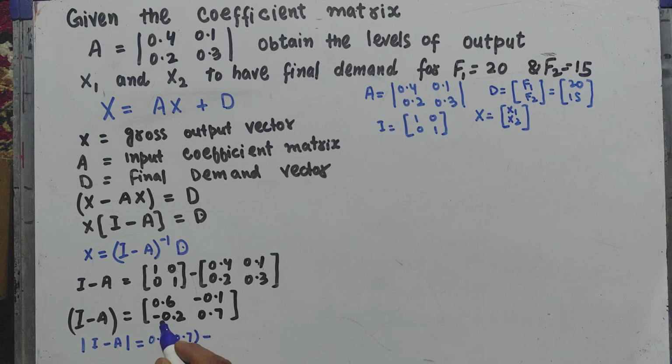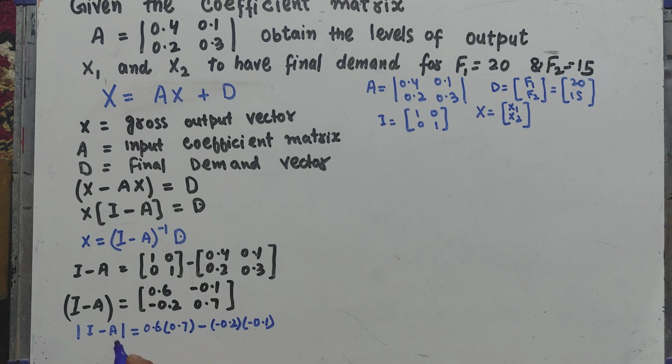Then we subtract and multiply these two. Here we have negative 0.2, and we multiply it by negative 0.1. So the determinant of I minus A will be equal to 0.42, and minus into minus is plus, so negative 0.2 into negative 0.1 is 0.02, which gives us 0.4. This is the determinant of the Leontief matrix.